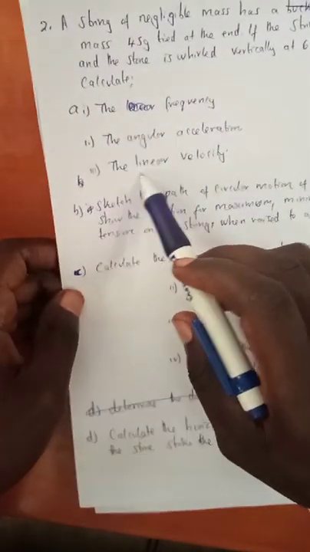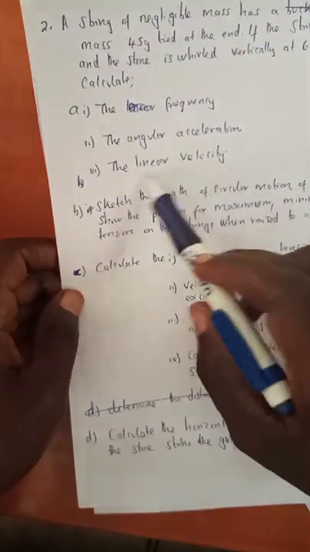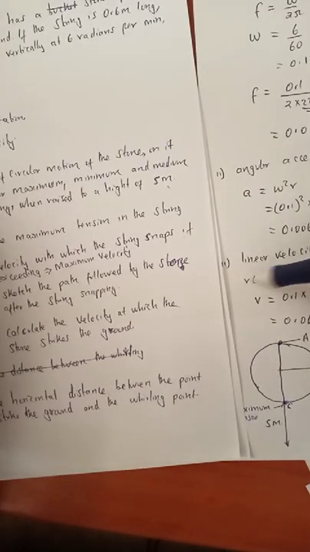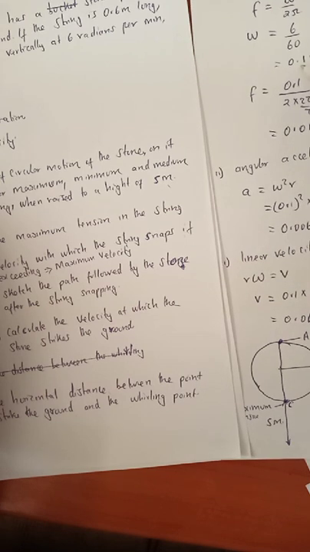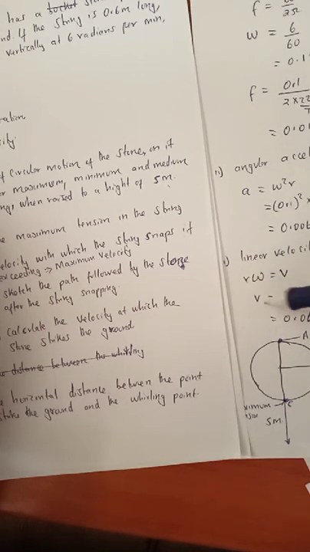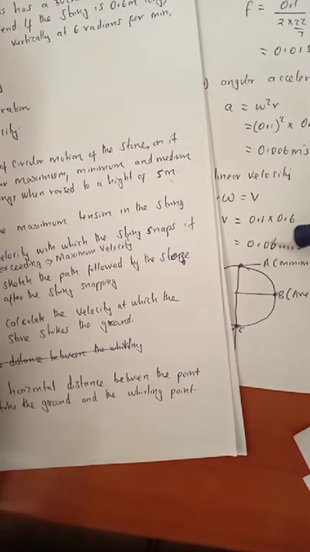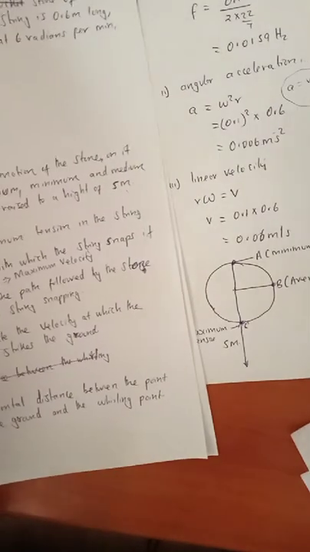Then the third question is the linear velocity. We want to see how to calculate the linear velocity. Linear velocity comes from V equals omega R. Our omega is 0.1, the radius is 0.6. So V equals 0.1 times 0.6. That leaves you with 0.06 meters per second because it is linear velocity.